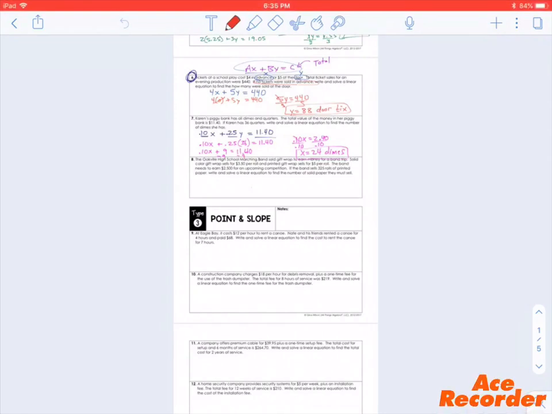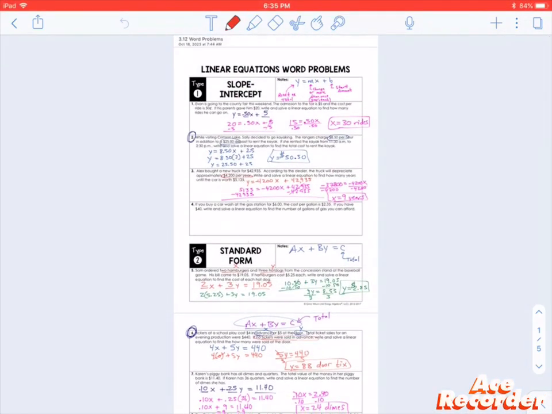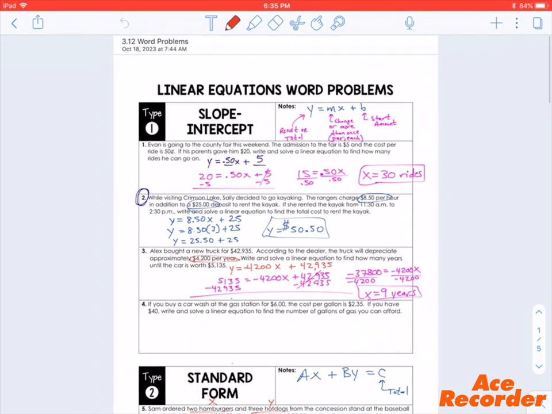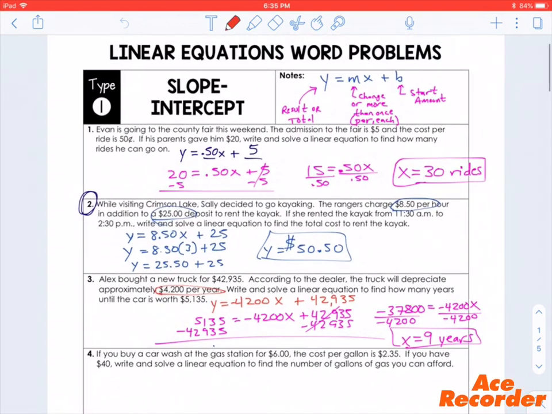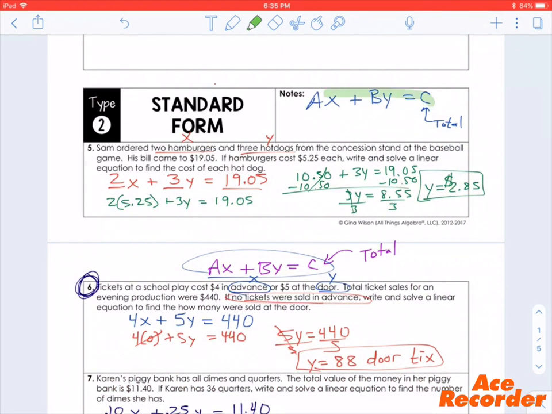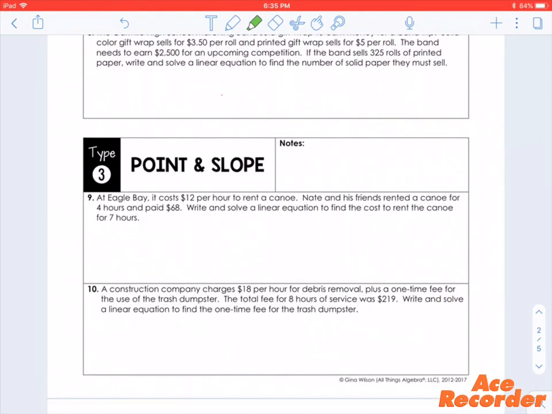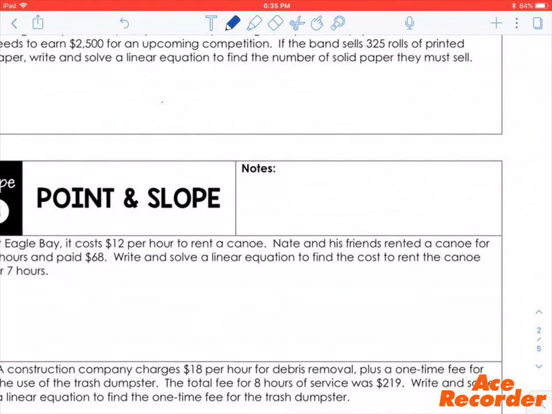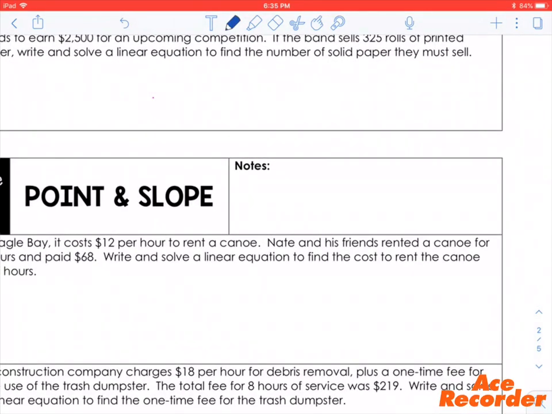All right, Algebra 1. We are going to just quickly finish up some story problem type stuff. We've done slope-intercept, which is this one. We have also done standard form. And now we're going to finish up by talking about point-slope form. And point-slope form, as the formula goes, should look pretty familiar: y minus y1 equals m parentheses x minus x1.